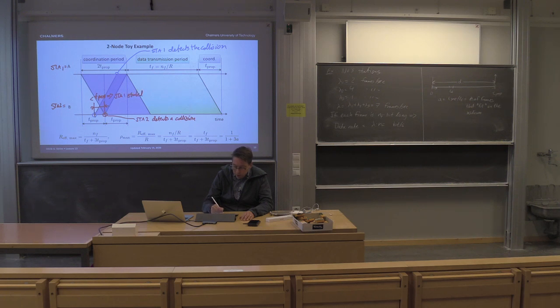So station 1 started first. Station 1 does the same. It measures the difference between its starting time and the collision time, and this is now greater than t-prop. So then station 1 knows at this point, okay, there was a collision, but I have priority. So I will capture the channel.